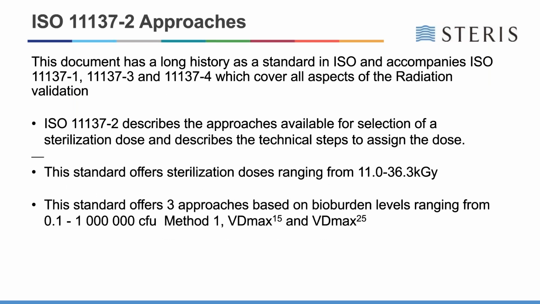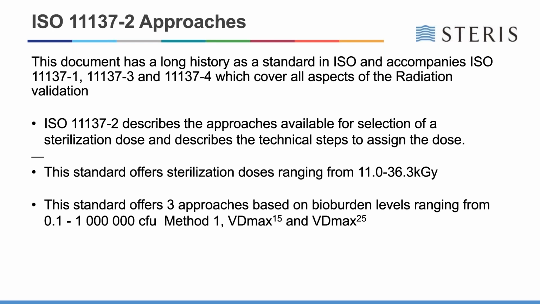Looking a little bit closer at the ISO 11137 Part 2 approaches. This document has a long history as a standard in ISO, and it accompanies the other ISO documents, Part 1, Part 3, and Part 4, which cover all the other aspects of the radiation validation. ISO 11137 Part 2 describes the approaches available for selection of a sterilization dose and the technical steps required to determine that dose. The approaches offer dose ranges from 11 up to 36.3 kilograys. There are also 3 approaches that cover a bioburden range from 0.1 all the way up to 1 million CFUs.